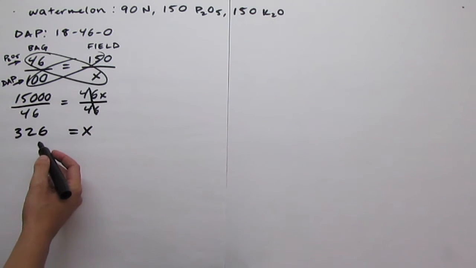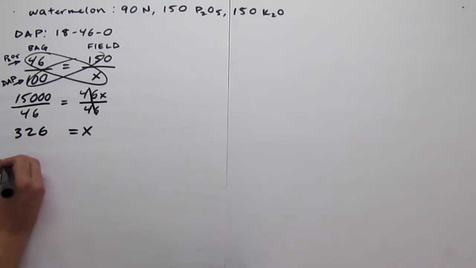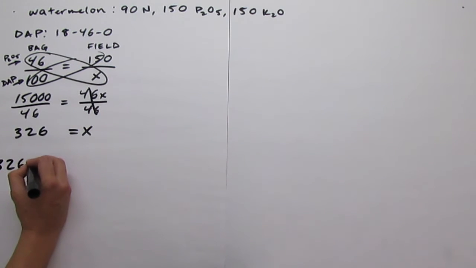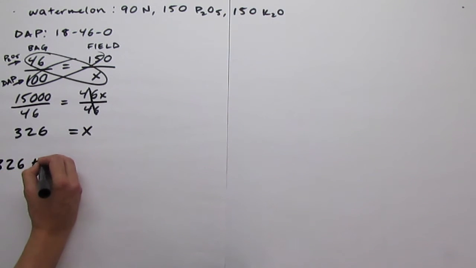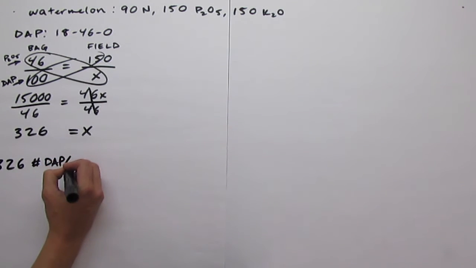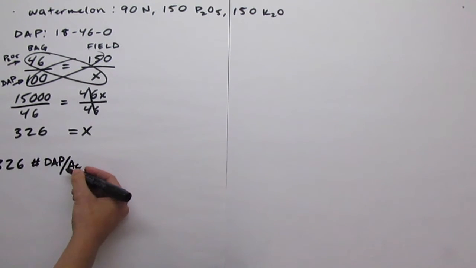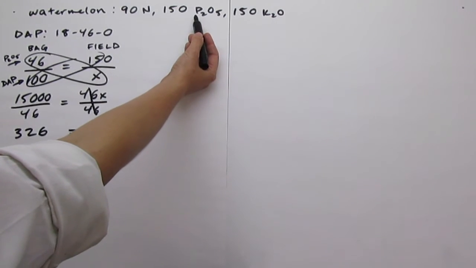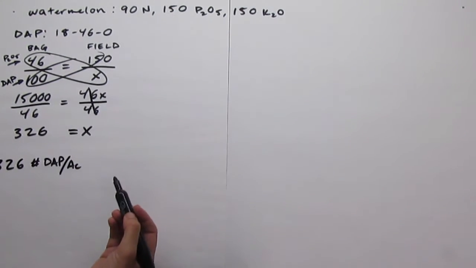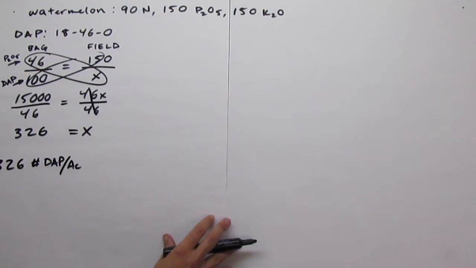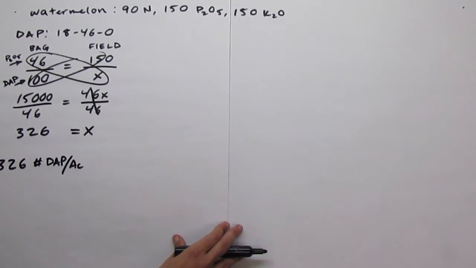So I need about 326 pounds of DAP per acre, and that will satisfy my P2O5 recommendation. So we're good there. Now, let me scooch this over so you can see it.